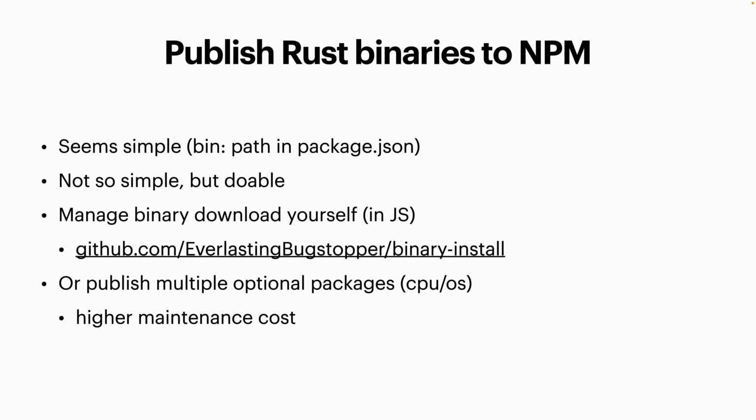So if it's not that simple, what are your options? Well, you can manage the binary download yourself. There are libraries to do this. One of them is called binary-install. It's at the link right here. You can write this code yourself. It is not that much code. Your other option is to do exactly what we were just doing with NAPI. Publish multiple optional packages, which has a slightly higher maintenance cost, but this can all be automated and it's not that big of a deal.